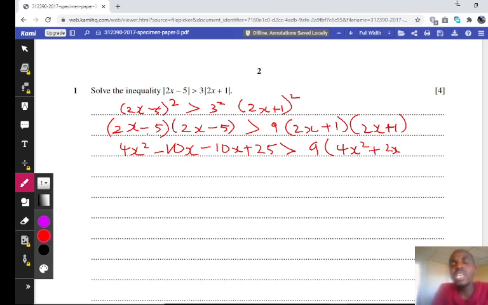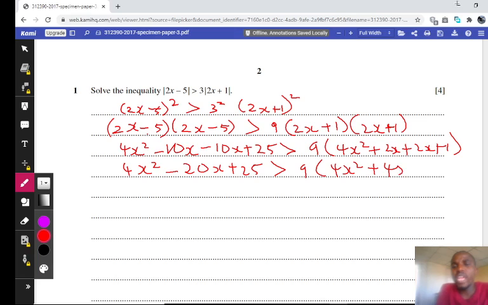So let's simplify this way so that your working space will be limited, right? So you don't have to write everything. Otherwise, you end up getting short of working space. 1 times 2x is plus 2x, then plus 1, like this. Let's simplify further. It will be 4x squared minus 20x plus 25 is greater than 9, then in brackets 4x squared plus 4x plus 1, like this.